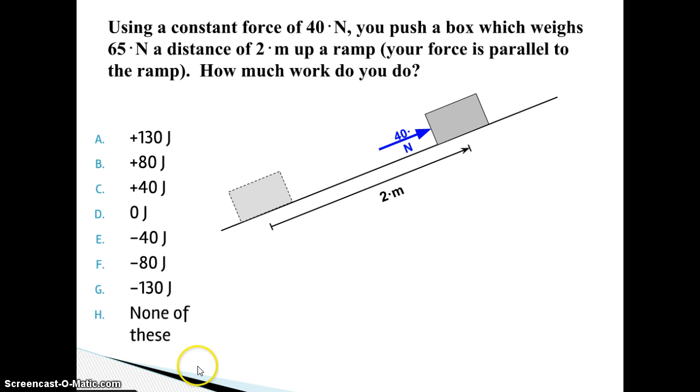Okay, now that you've talked with a neighbor, hopefully you realize that your motion and the force are in the same direction, so you can just take your force times your distance. 40 times 2 would give you 80 joules. And that force is in the same direction as the motion, so it would be positive.